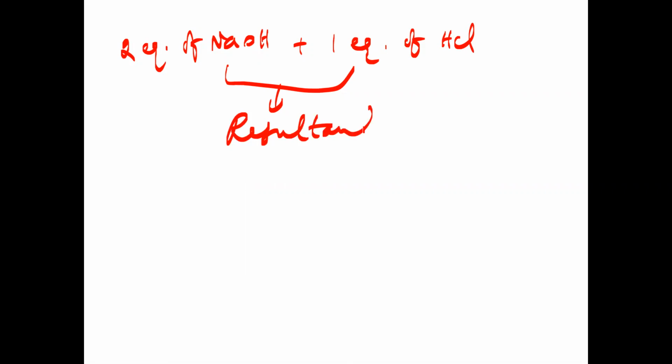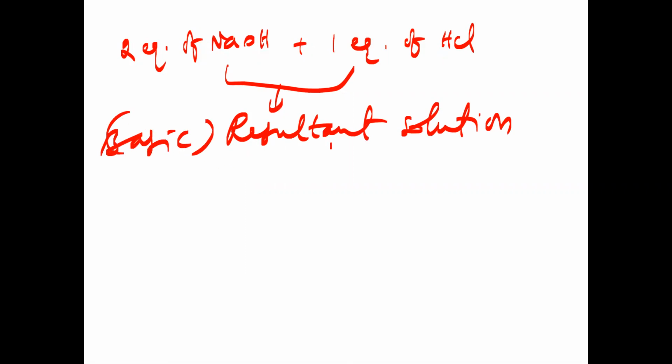How is the resultant solution basic? Which is more here? The NaOH base is more than HCl. The number of equivalents of NaOH is greater than the number of equivalents of HCl. Therefore, the resultant solution will have basic nature. So a basic solution is formed here.